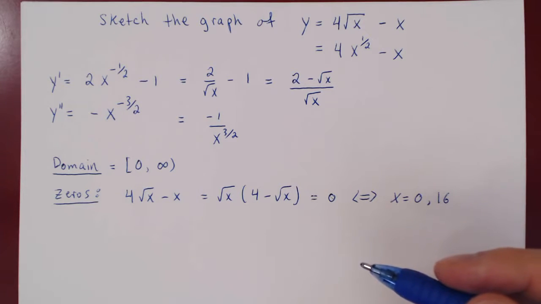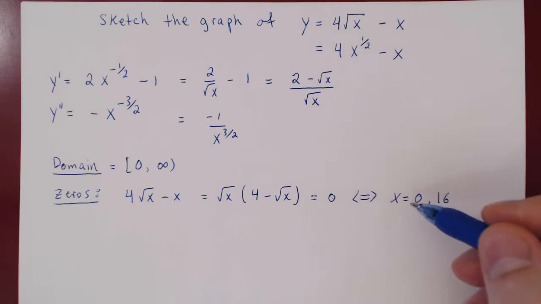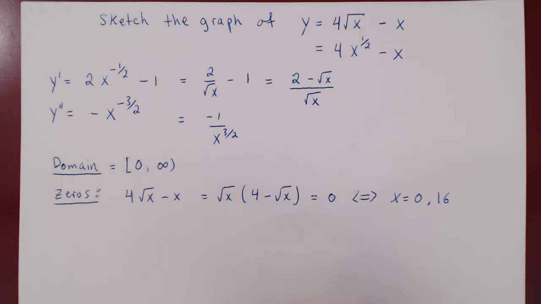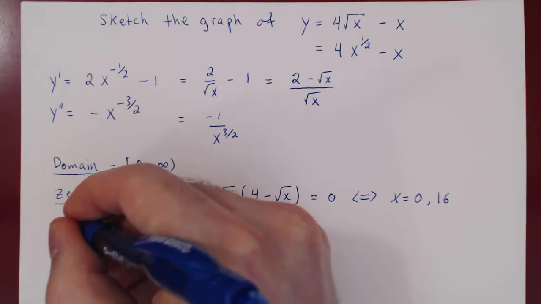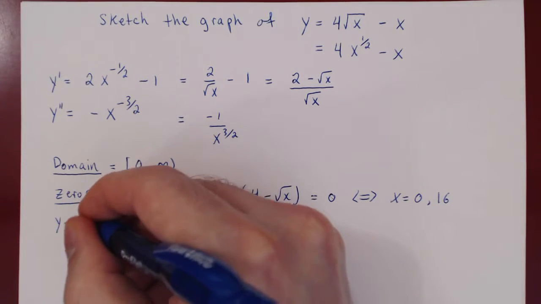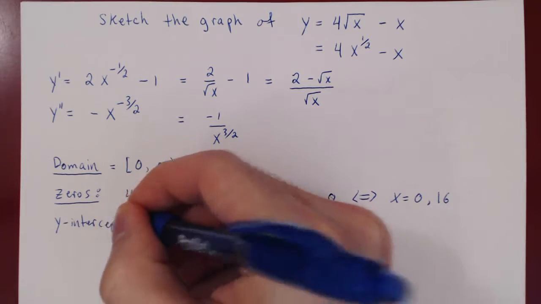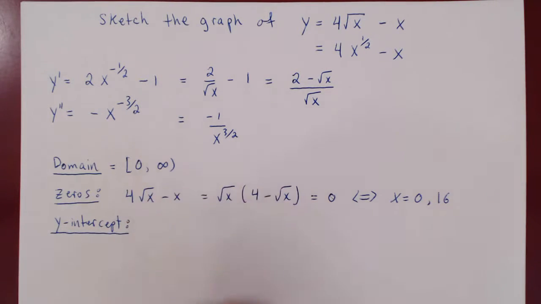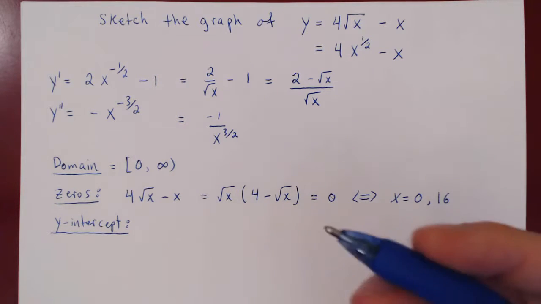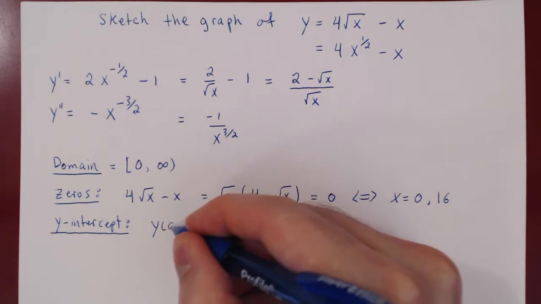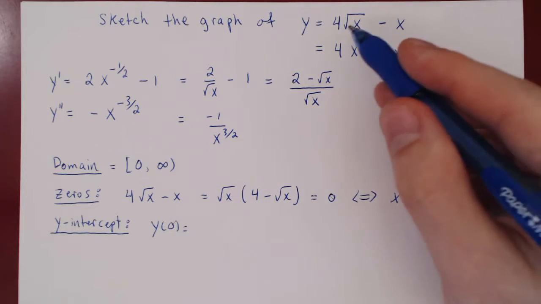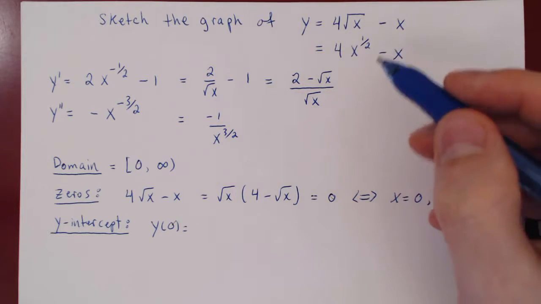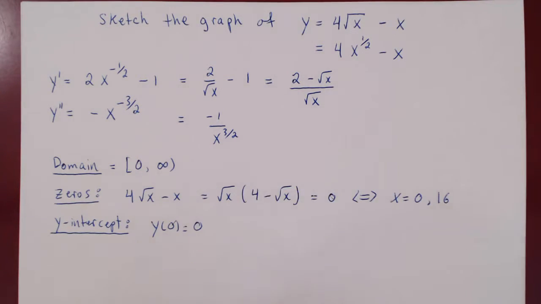Let's look for the y-intercept. Well, we already have found this because when x is 0, y is 0, but when x is 0, this gives us the y-intercept. Let's just write it for good measure. Again, the y-intercept is the point where the function crosses the y-axis. Therefore, the y value of the function when x is 0. And as we have just found, x equals 0 is a zero of the function, which is clear if you plug in 0. 4 root of 0 is 0, minus 0 is 0. So the y-intercept is x equals 0, y equals 0.